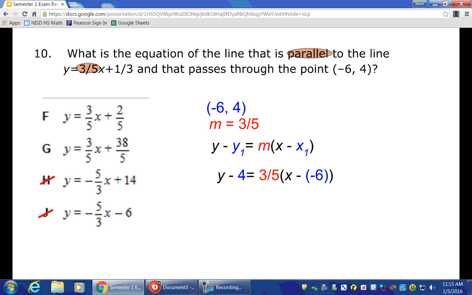So the first thing I'm going to notice is I've got minus a negative 6. Well, that's a positive 6. So now I have y minus 4 equals 3/5 x plus 6. Next, I can distribute 3/5. So I'm going to multiply 3/5 times x and 3/5 times 6. So I have y minus 4 equals 3/5 x plus 18/5.